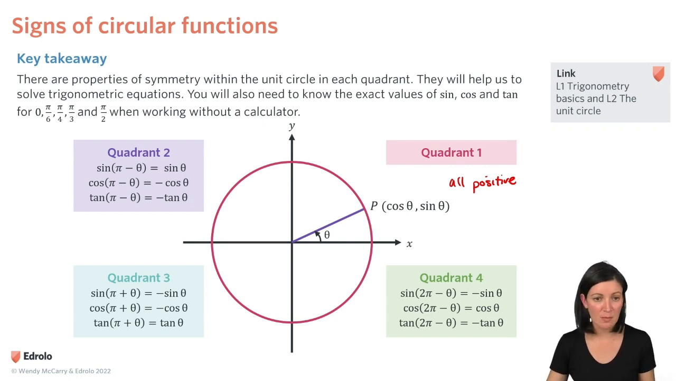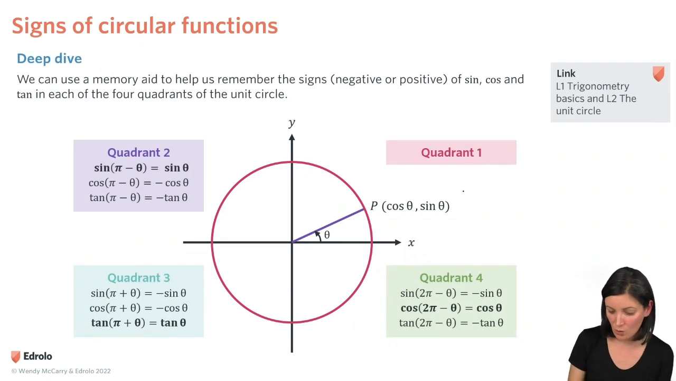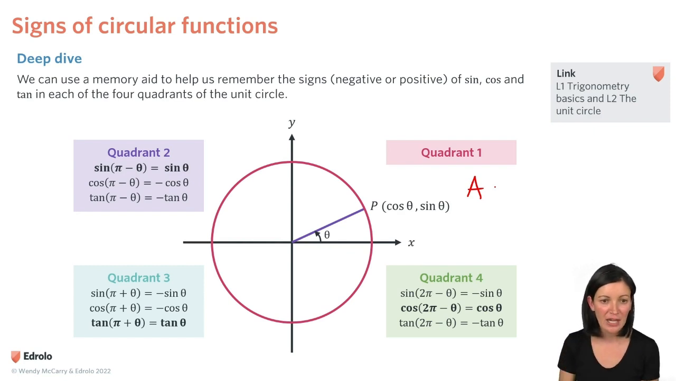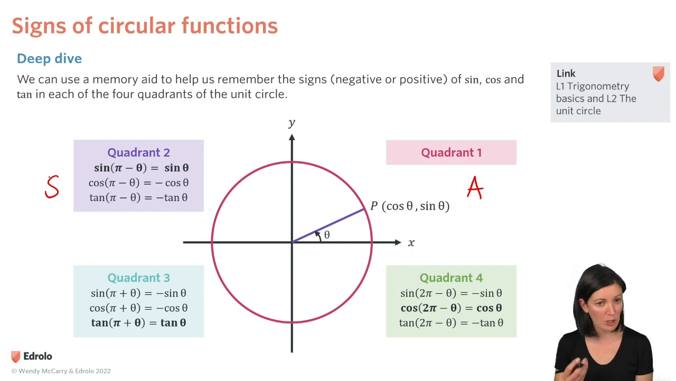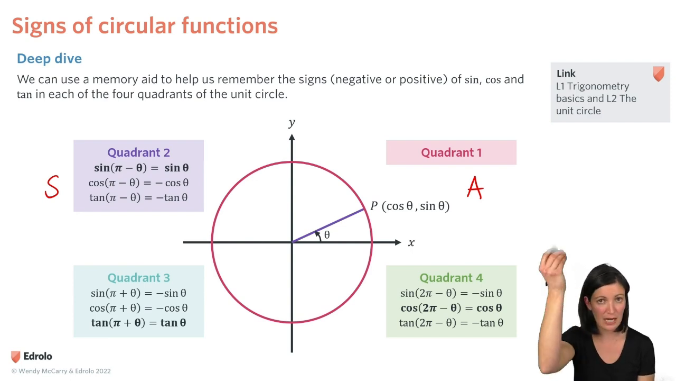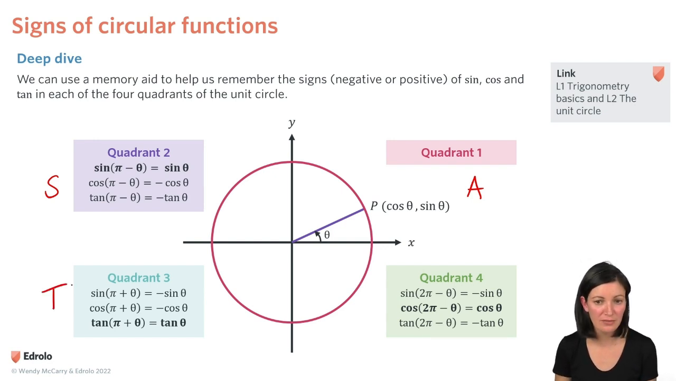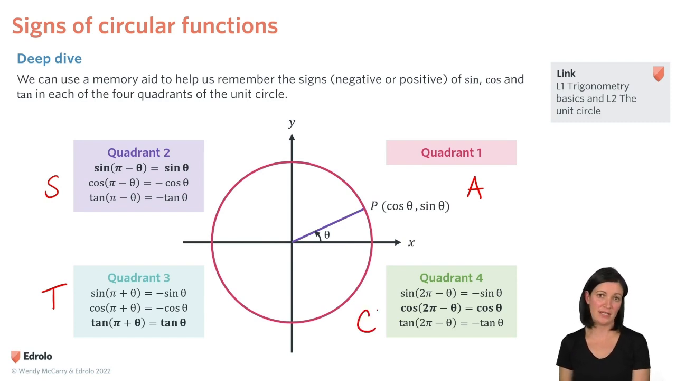There's a really nice mnemonic for us to remember which one is positive and which one is negative in each of the quadrants. So having a look here, like we said, in quadrant 1 they're all positive, so I'm just going to put a big letter A. And in quadrant 2, only sine is positive, so I'm going to put a big letter S. And that's how many sine is positive, the other two are negative. In quadrant 3, only tan is positive. And in quadrant 4, only cosine is positive.